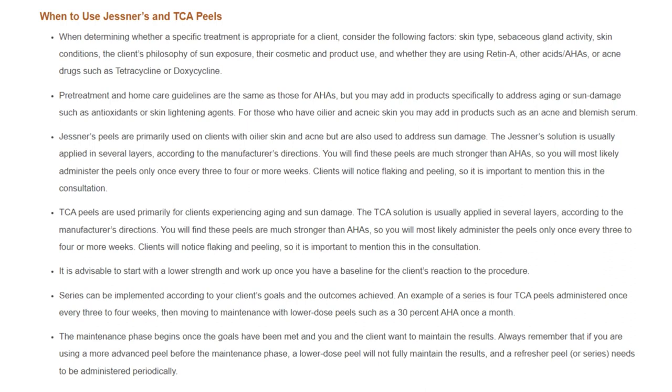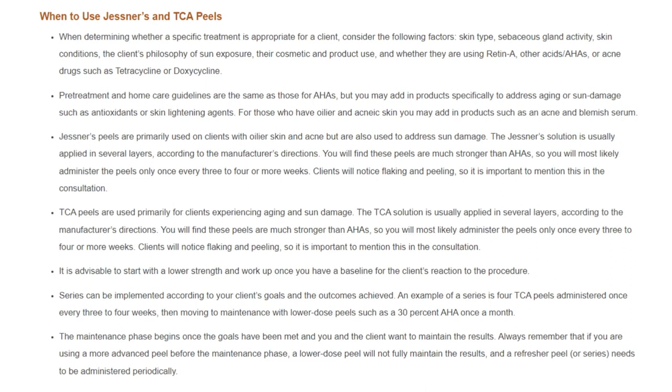TCA peels are used primarily for clients experiencing aging and sun damage. The TCA solution is usually applied in several layers, according to the manufacturer's directions. You will find these peels are much stronger than AHAs, so you will most likely administer the peels only once every 3 to 4 or more weeks. Clients will notice flaking and peeling, so it is important to mention this in the consultation.